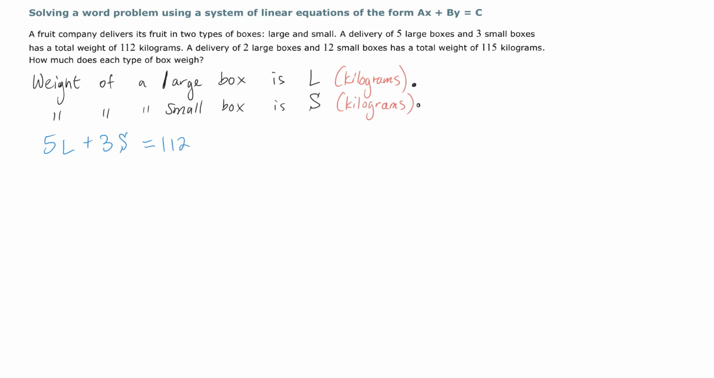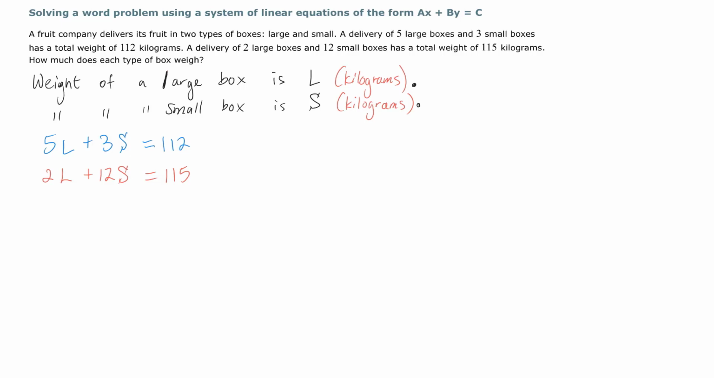If you read the second sentence, you get a very similar pattern, and it's also going to be a kilograms equation. So we get 2 large boxes, so 2 times the weight of a large box plus 12 times the weight of a small box is going to equal a total weight of 115 kilograms. And now we are ready to solve this system of equations.